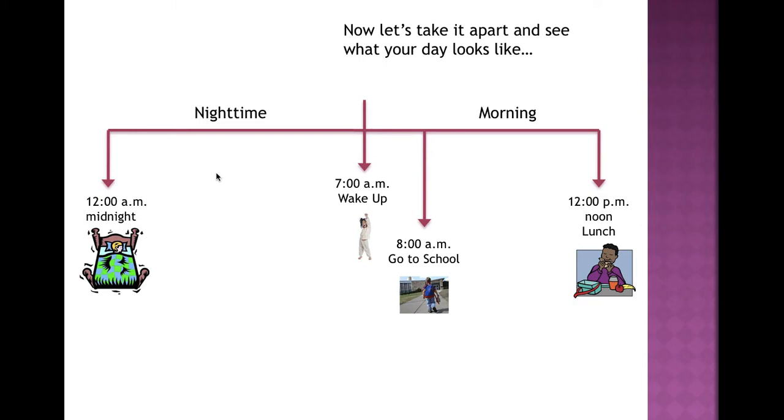So here's another picture. 12 a.m. midnight, remember that's when it starts, that's nighttime. You're usually sleeping. Let's say you wake up maybe around 7. Start your day. 8 a.m. You're going to school. This is also considered morning. Remember, a.m. is morning. And then at 12, that's when it changes to p.m. because then it starts to get afternoon, nighttime.